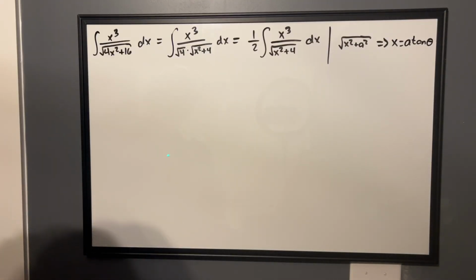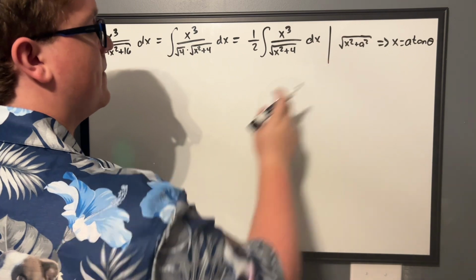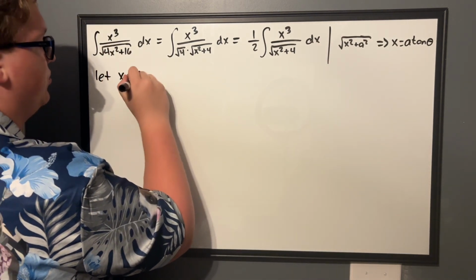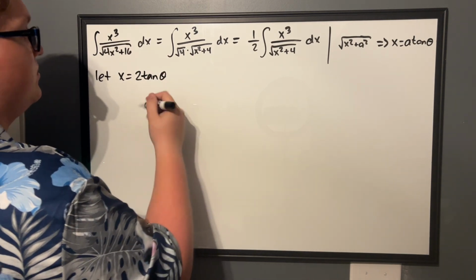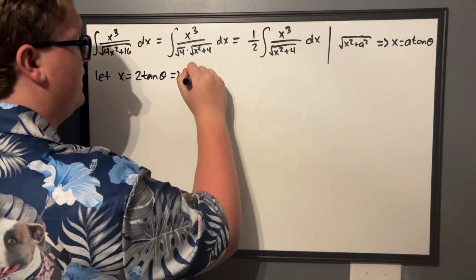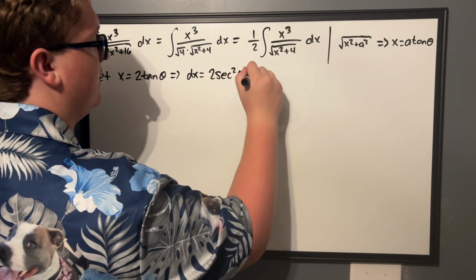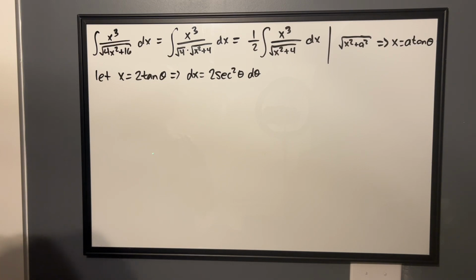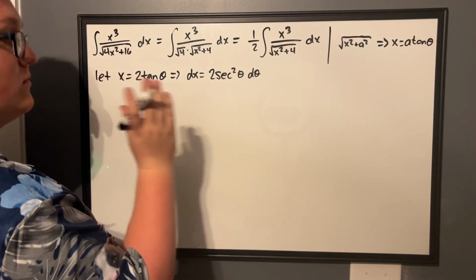Well, in this case, a is going to be equal to 2 because 4 is 2 squared, and that's what we have right here. So in our case, we're going to say let x equal 2 tangent theta. And if we let x equal 2 tangent theta, then we know that dx is going to be equal to 2 secant squared theta d theta. So now that we have this, we can go ahead and move right into our trig sub, because we have this integral right here.